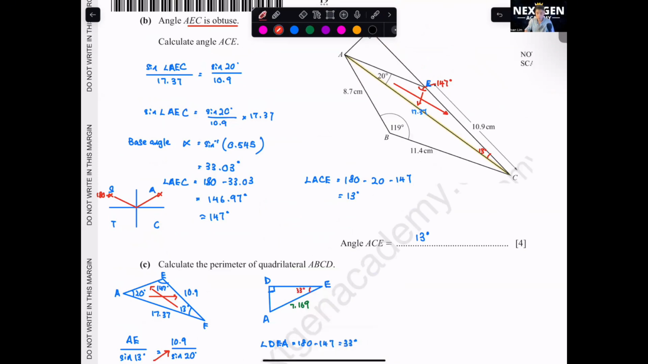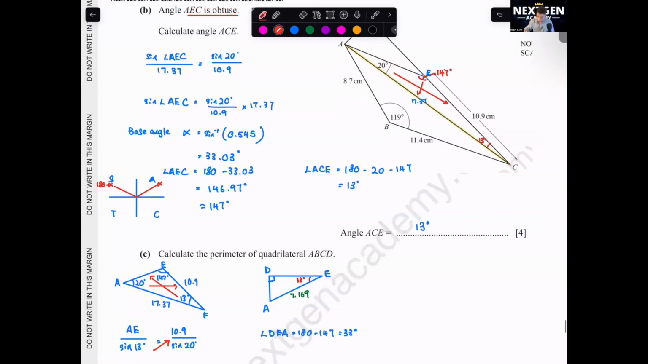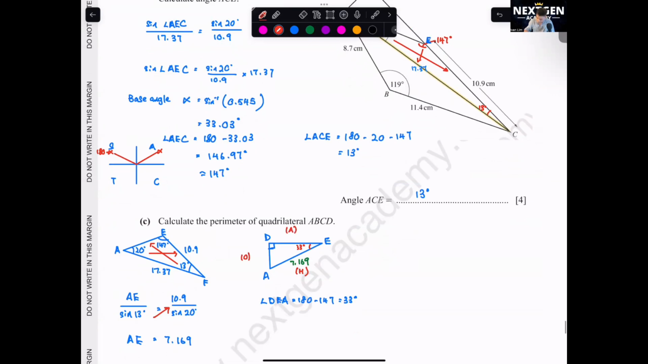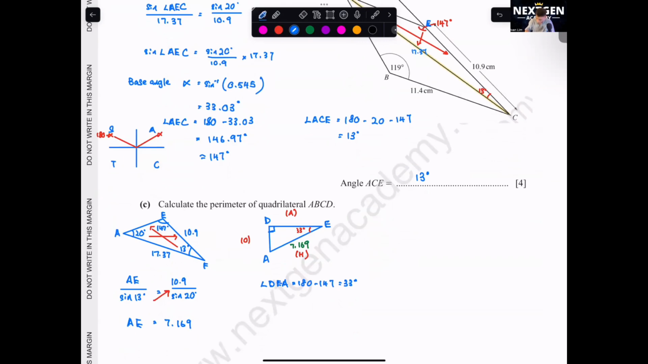We have one angle, one side, and this is a right angle triangle, then we can use SOHCAHTOA. Only for right angle triangle, you can use SOHCAHTOA. So this is hypotenuse, this one opposite, adjacent. We find what is DA first. OH, so sine 33 degrees equals to AD over 7.169. So sine 33 multiply 7.169. We'll get AD equals to 3.905.